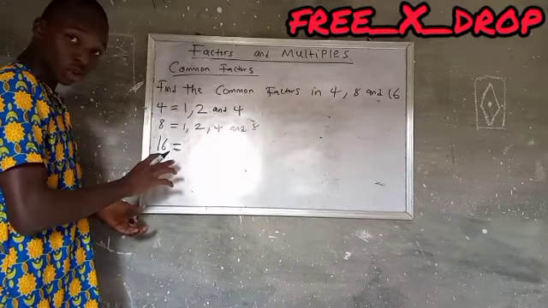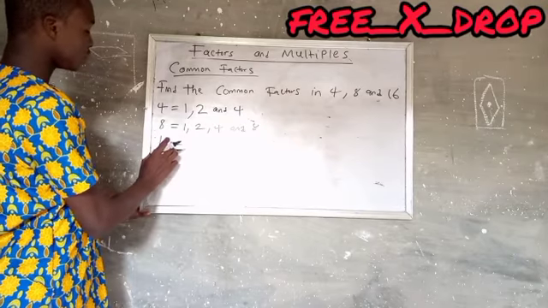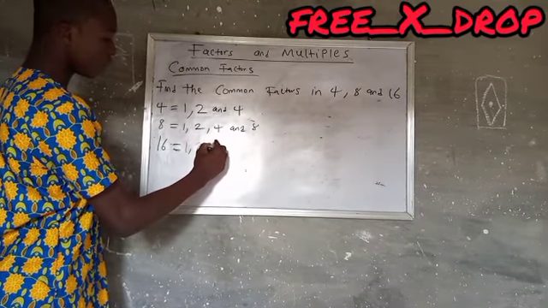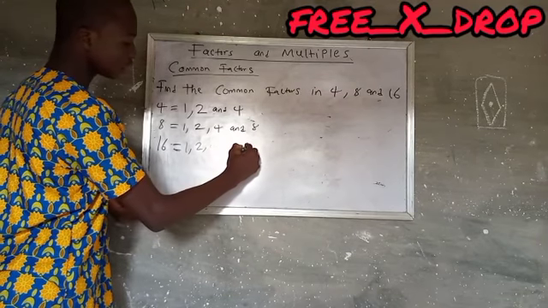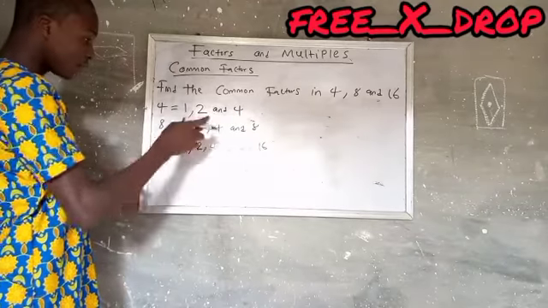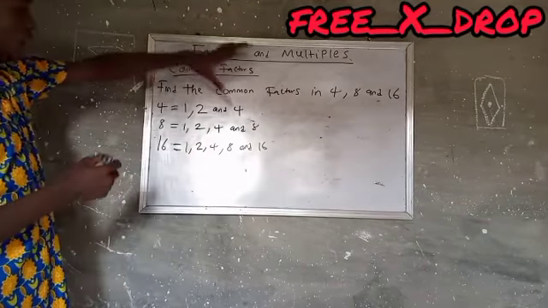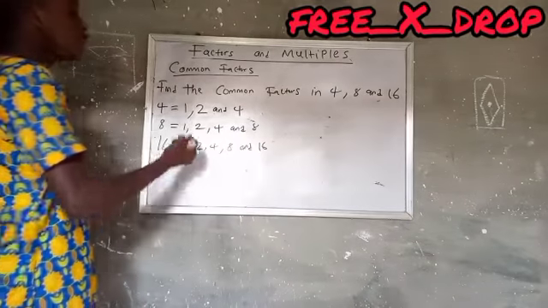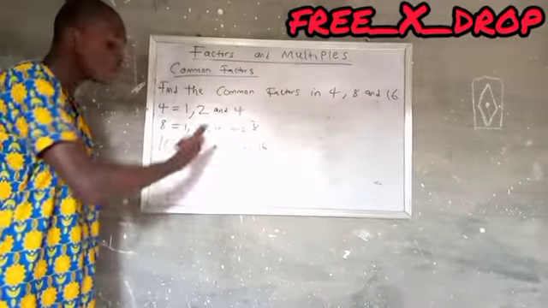I'm bringing out the factors, the different factors. Now, 16 here. You have 1, you have 2, you have 4, you have 8, and you have 16. These are the factors of 4, these are the factors of 8, and these are the factors of 16. But they did not ask us to look for the factors. They said look for the common factors.